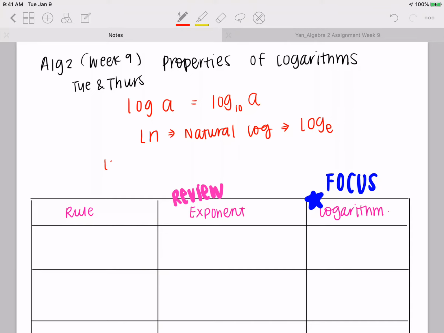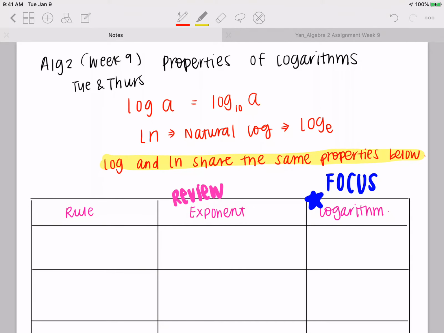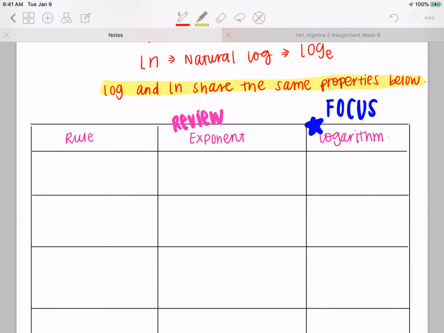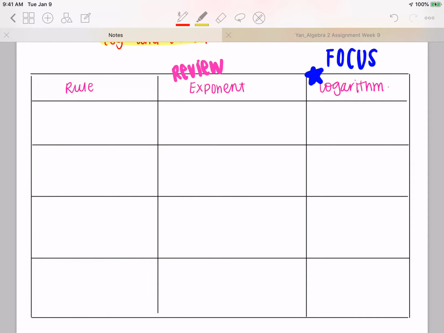The log and ln share the same properties that we're going to go into in a little bit. I'm going to highlight this so you know it's pretty much the same. Okay, and there are 4 rules that I'm going to be going over, and then I'll show you some examples.